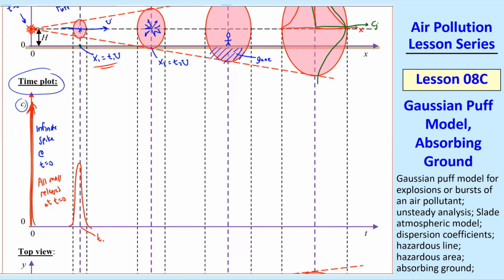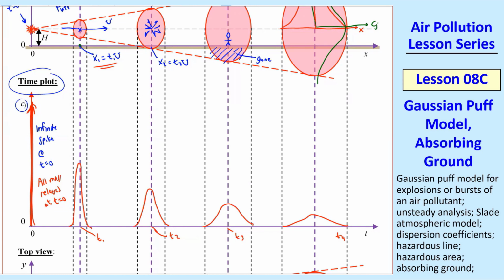So this infinite spike is infinitesimally thin, but it's infinitely tall. Now it has spread out. It's gotten a little fatter and shorter. And then this keeps happening. It gets more wide, fatter, and it gets shorter as we go downwind or as we move along in time in this case. So this is t3, t4. That's what's happening.